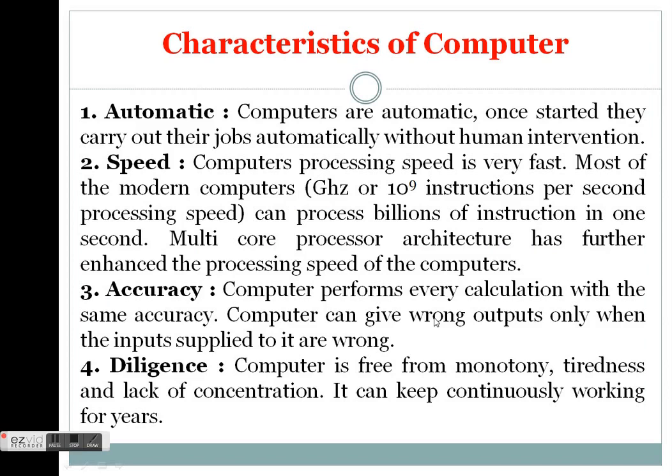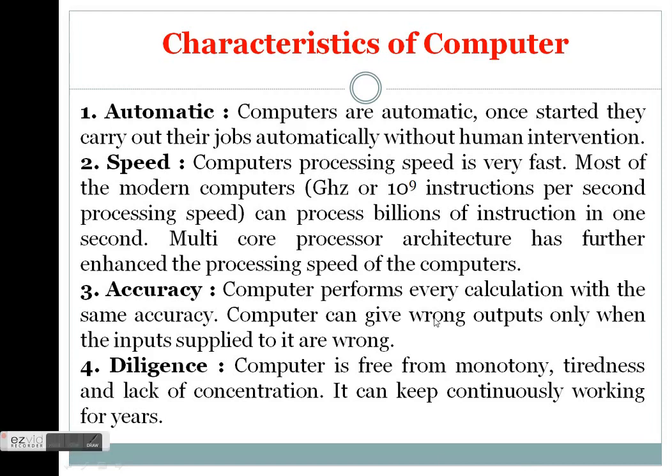The first characteristic of computer is automatic. Once we start any operation in the computer, it performs the rest of the operations automatically without human intervention. For example, in computer-aided manufacturing, we use specialized software and computer-controlled machinery to automate the manufacturing process.